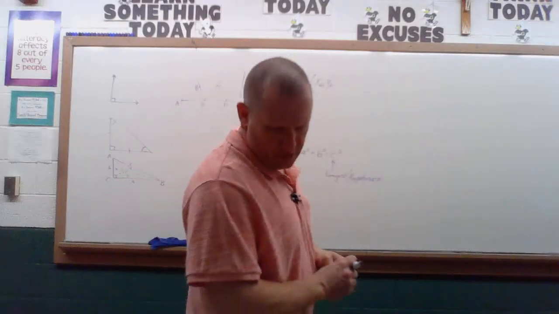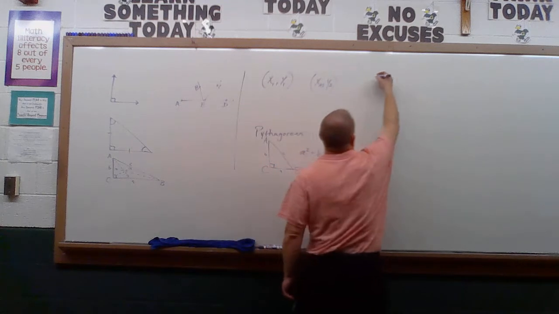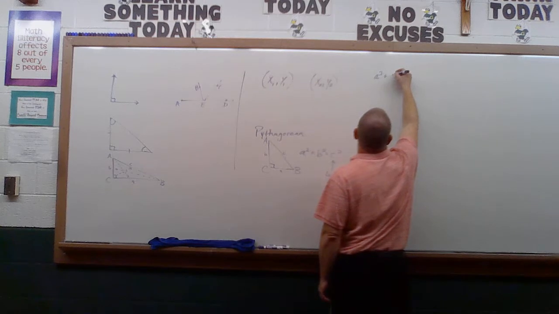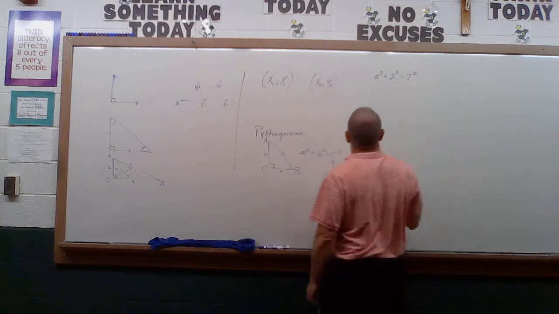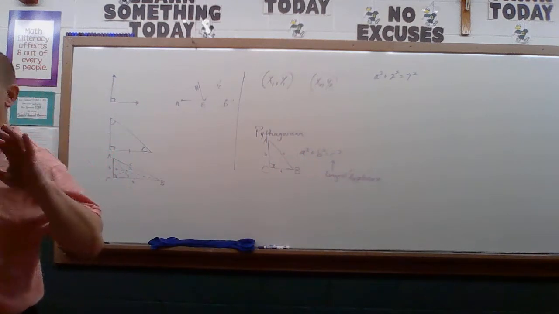26. So, A, they said, was what? We don't know, so we're going to write a squared plus b was? Two. C seven. And we're squaring that, and then 7 and squaring that. Okay, so again, the first thing, just put the numbers in.